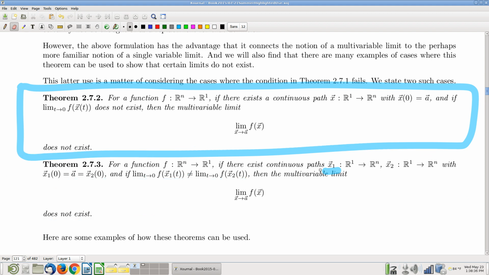Along similar lines, if there is any single path along which the limit, even along that one path, does not exist, same conclusion: the multivariable limit does not exist. Okay, let's see some examples.